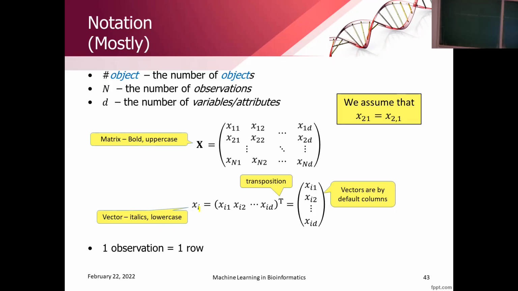So the top left corner will be the value for the first attribute for the first observation, 1,1. And the bottom left corner will be the value for the first attribute of the nth observation, n1. And of course, the bottom right corner will be the value of the last attribute for the nth observation, so nd. And of course, here it will be 1d.